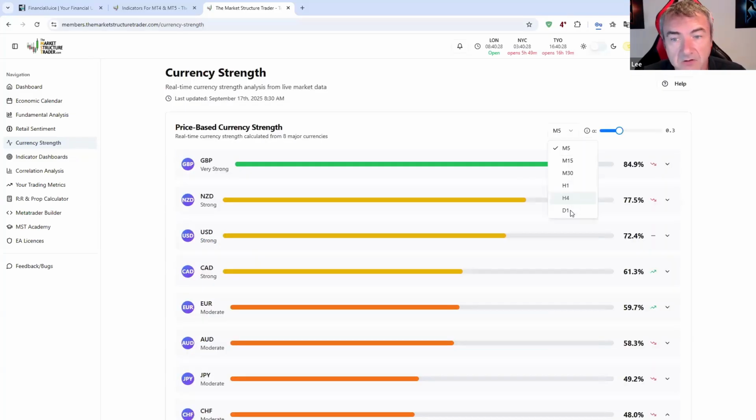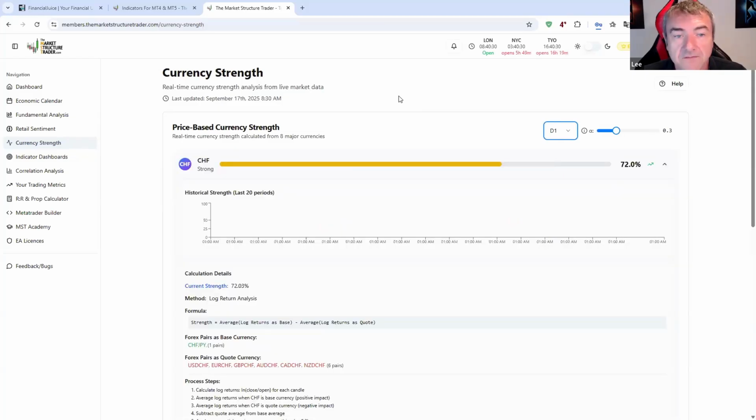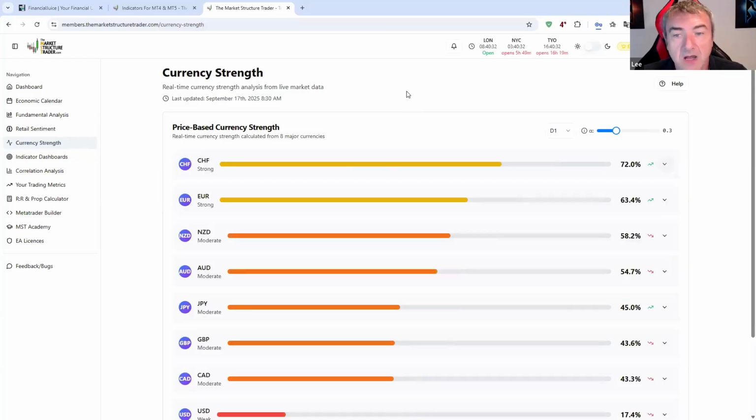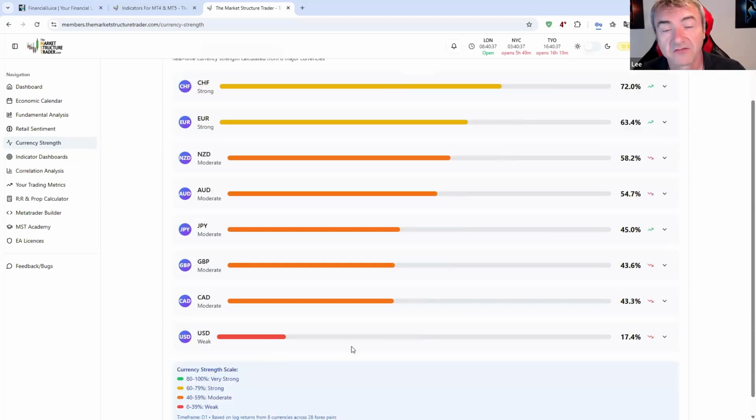And obviously, you can change the time frame. You can look at it on a daily basis as well. So if you're looking to take a long-term trade, you can say, all right, I'm going in long. What is the weakest thing at the moment?